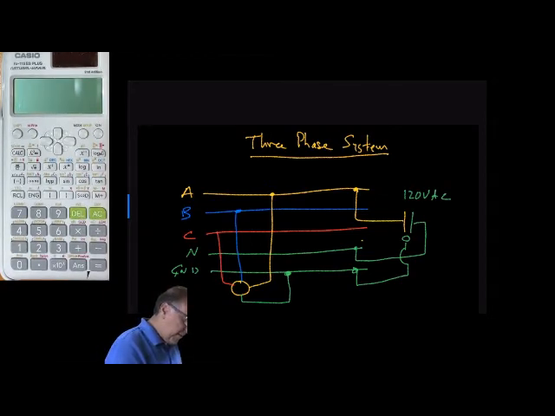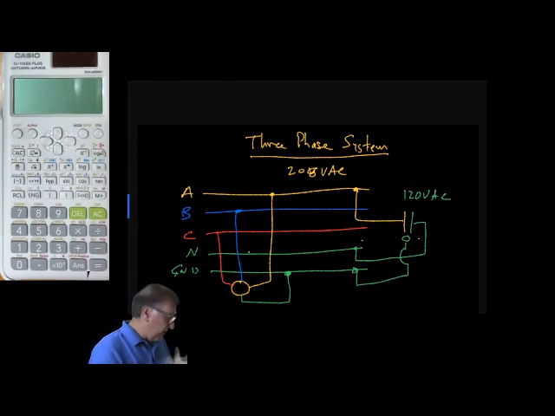This system is a 208 volt AC system. So we can get 208 for motors, to operate a motor or a three-phase device, and we also can get 120 volts AC for our house. So the question you might ask is, how do we get 120 volts from 208?